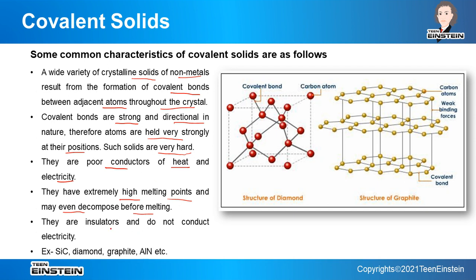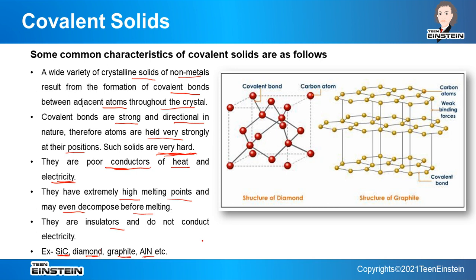They are insulators and do not conduct electricity. Okay, so they are poor conductors of electricity. We have already said that here. So they will be insulators and will not conduct electricity. Now very good examples of covalent solids are silicon carbide, diamond, graphite, aluminum nitride. Okay, so graphite and diamond both are actually allotropes of carbon. So diamond is basically very hard, as we have seen in this property. Okay, and they are not conductors of electricity.